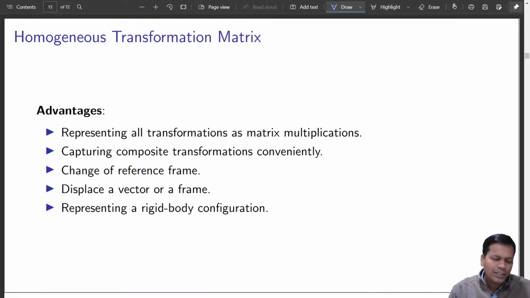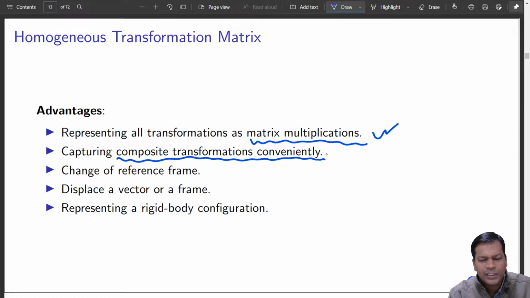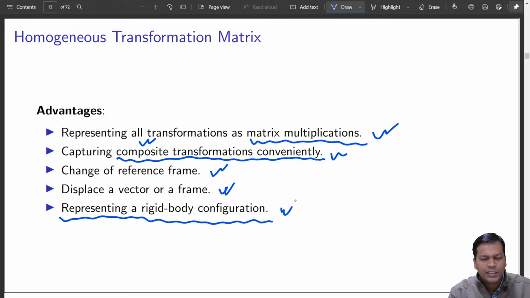So what are the uses of this? Basically the advantages: it can represent all transformations as a matrix multiplication. It can capture composite transformations conveniently. Composite means a combination of rotation and translation. It can change the reference frame, it can change the vector in space, and it can be used to represent a rigid body configuration also. So that is what a homogeneous transformation matrix is.